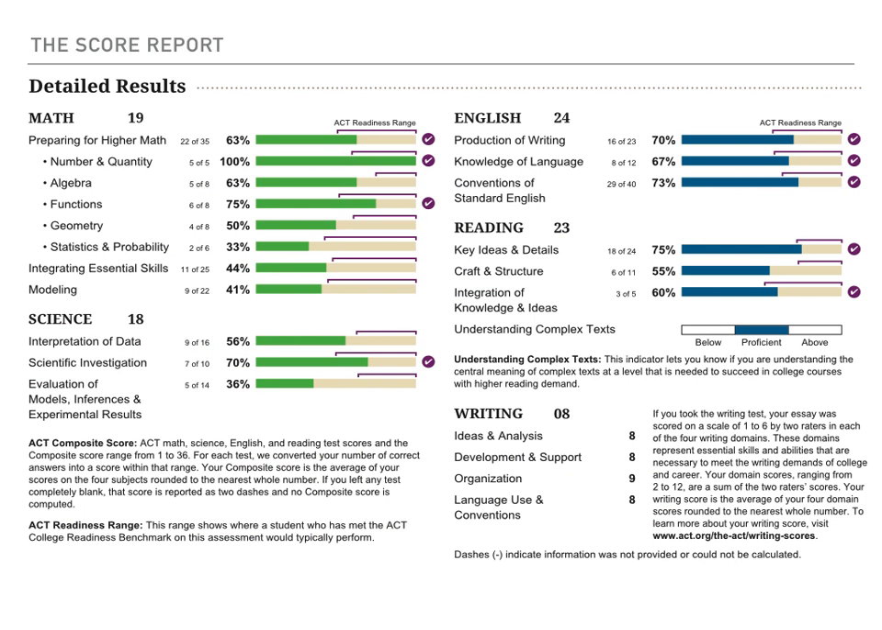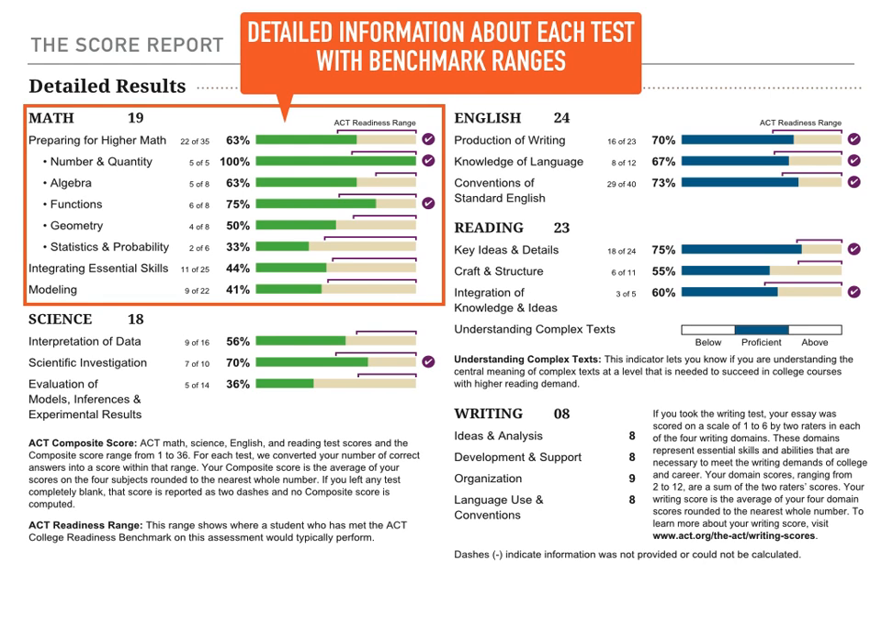This next little piece is the detailed results, and this breaks down your tests into these subcategories that may or may not be helpful to you depending upon what you use them for. On the math section, they break you down into preparing for higher math, and then these 5 different categories, the integrating essential skills, and modeling. Frankly, I'm a test prep teacher, and these don't do just a whole lot for me. I don't actually look at these to help me do anything, but I suppose other people might have different ideas about that.